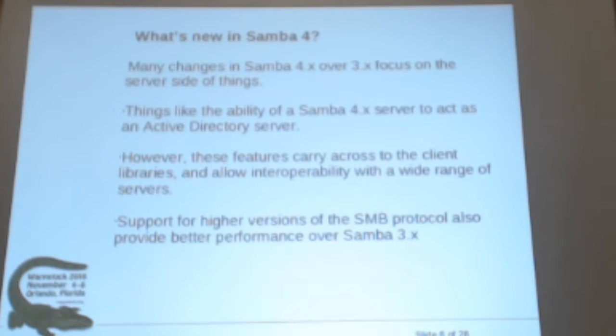Next slide, please, Neil. What's new in Samba 4? A lot of the stuff in Samba 4, and I tried to find a nice, neat summary of the changes from the Unix side of things, of the changes of Samba 4 over Samba 3, a lot of them do relate to Samba as a server. Things like, people may have heard of the Microsoft Active Directory server, Samba 4 as a server can act as an Active Directory server. And there's also been a lot of changes to support newer versions of the SMB protocol. A lot of those changes also flow into the client libraries and allow us to interoperate with a wide range of servers.